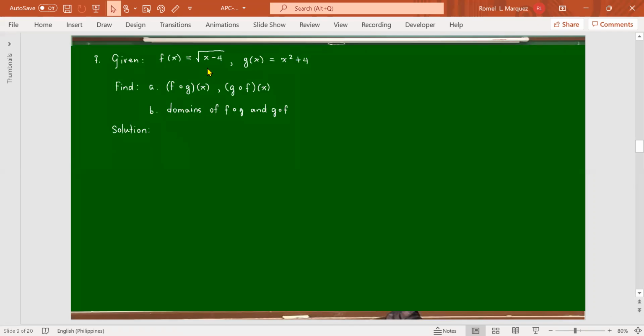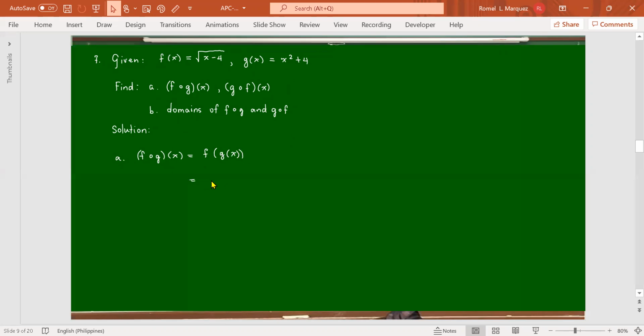Given f of x equals square root of x minus 4, g of x equals x squared plus 4, find the following: f circle g of x, g circle f of x, and the letter B domains of f circle g and g circle f. Okay? Letter A, f circle g of x. What do I get, guys? F of g of x.